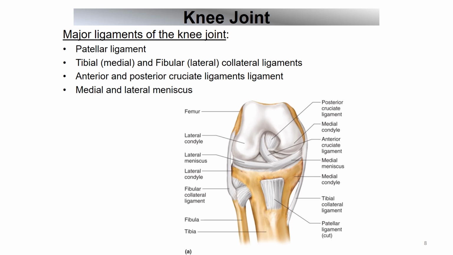Anterior and posterior cruciate ligaments, these are on the inside of the knee joint. Anterior is more in the front, posterior is on the back. Then the medial and the lateral menisci, these are the cartilage discs between the femur and the tibia.